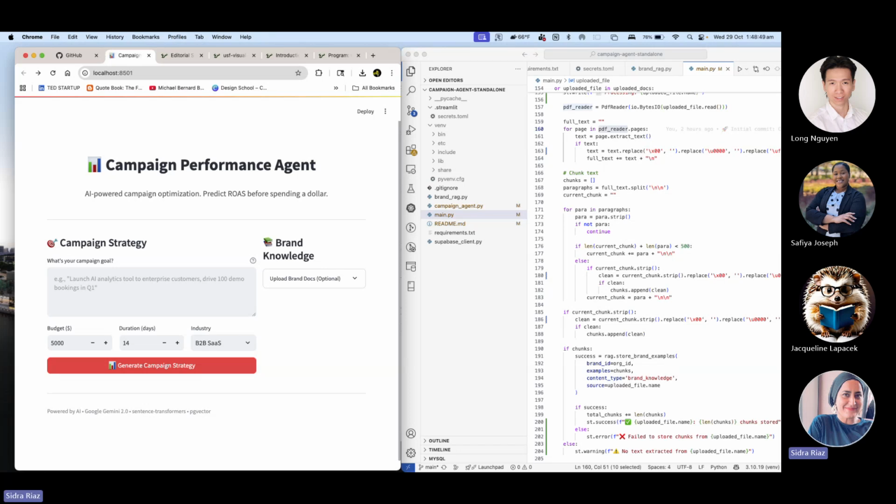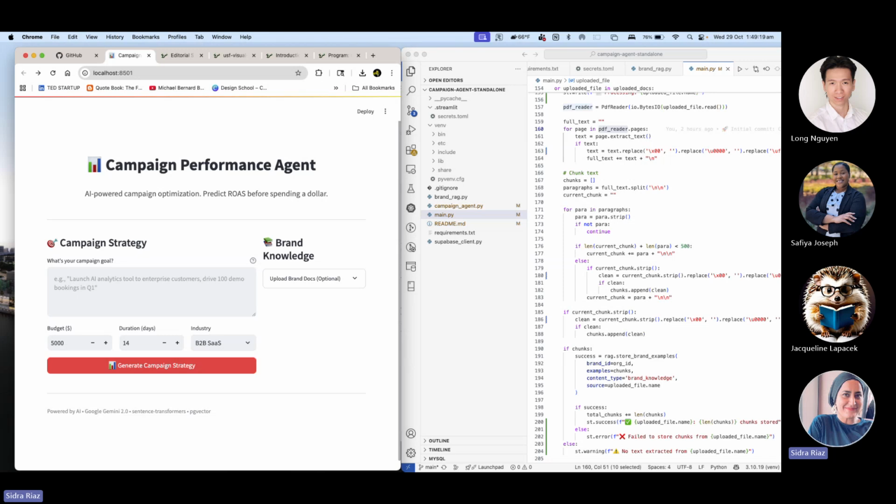Hi. So we are the team Powerpuff Girls and Professor X, and we are presenting our week 8 assignment demo, which is a campaign performance agent, a tool that we have built which predicts marketing campaign results and shows you how your performance is going to be before you spend any money.